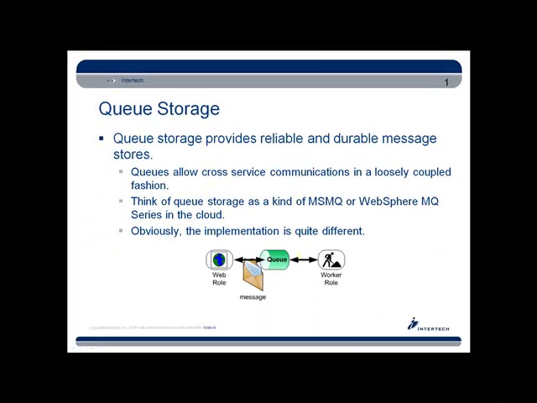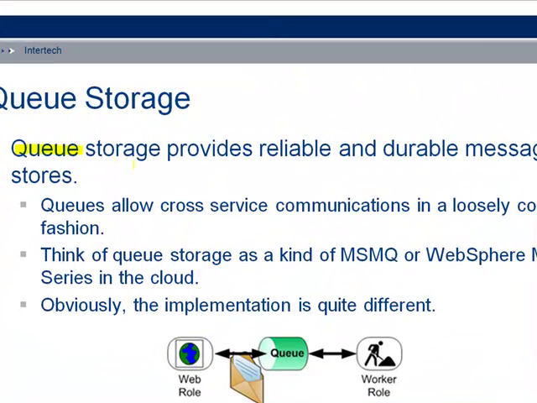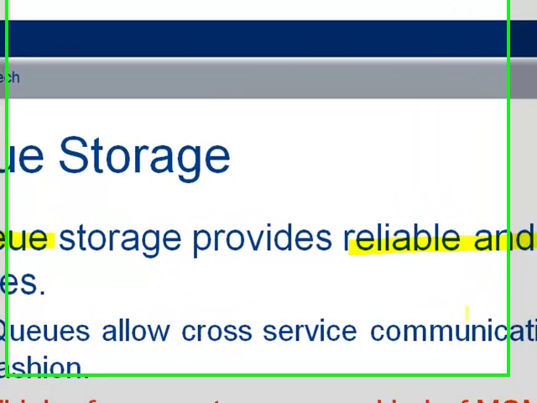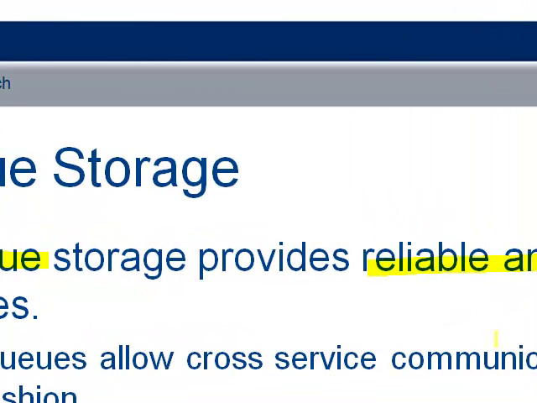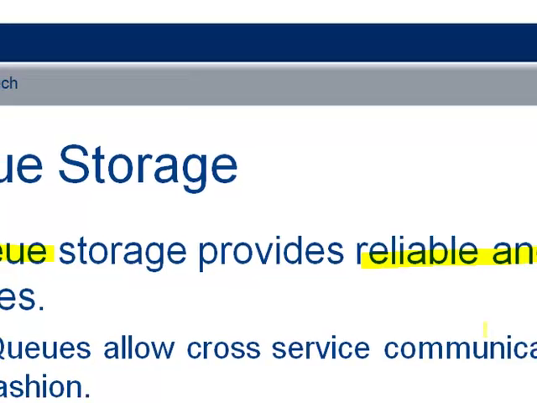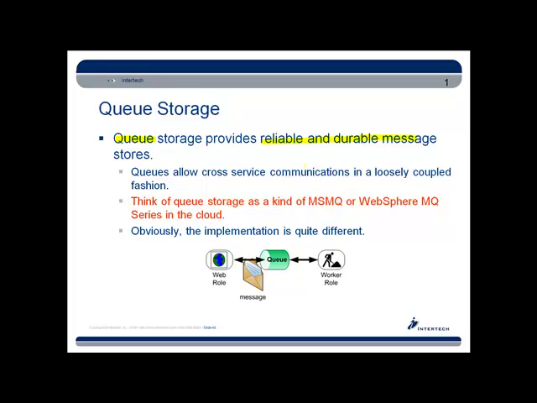Let's talk about the first of those types of storage, and that is queue storage. Queue storage provides what we call reliable and durable message stores. If you will, think about queue storage as kind of an MSMQ or WebSphere MQ series in the cloud. The implementation is quite different than that, but you can use that as an analogy to think of this type of storage. And queues allow services to communicate with one another in what we call a loosely coupled fashion.